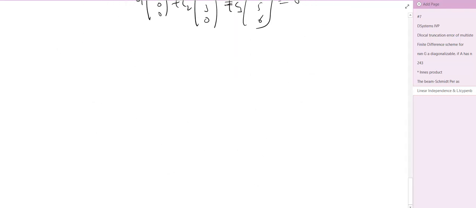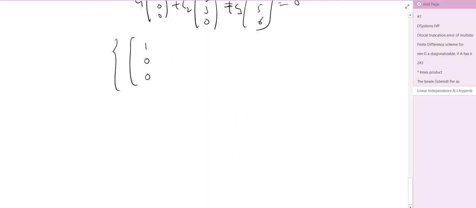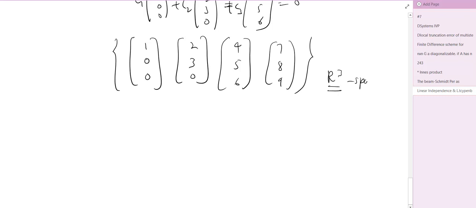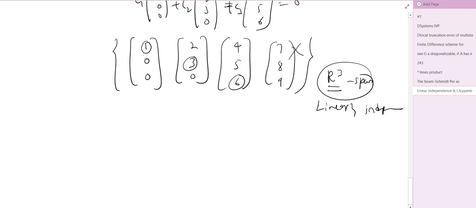Then we have one more example. Let me consider 1 0 0, then 2 3 0, then 4 5 6, then 7 8 9. If I take this, this actually spans R3. Okay, it has spanning, but it is not linearly independent. You can see here these 3 columns have pivot positions. What about this column? It has no pivot position. Therefore, they are not linearly independent, but they span R3.